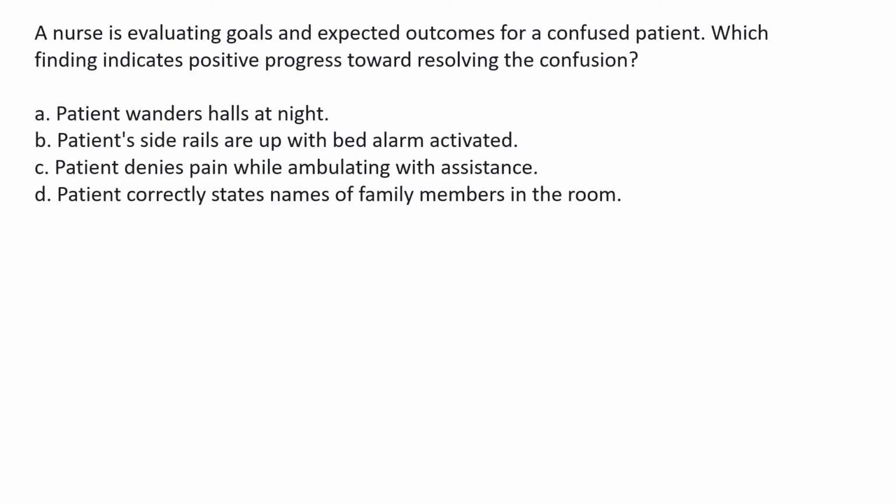A nurse is evaluating goals and expected outcomes for a confused patient. Which finding indicates positive progress toward resolving the confusion? A. Patient wanders halls at night. B. Patient's side rails are up with bed alarm activated. C. Patient denies pain while ambulating with assistance. D. Patient correctly states names of family members in the room.